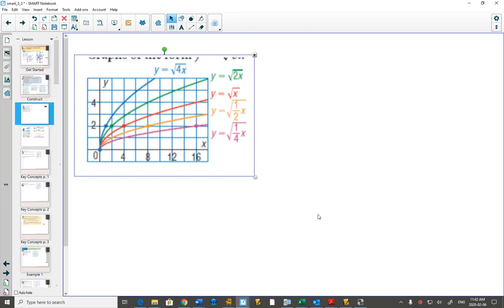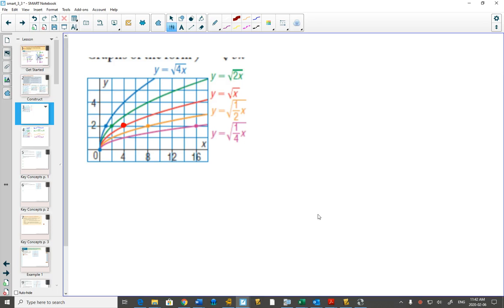And again, we're starting with our basic graph, and the point that they labeled here was 4, 2. And we're going to start with the blue one. Do you see that there's a 4 inside your function? Does it make sense that that 4 would be inside? Okay? So in the blue one, we're going to say, what happens to 4, 2?